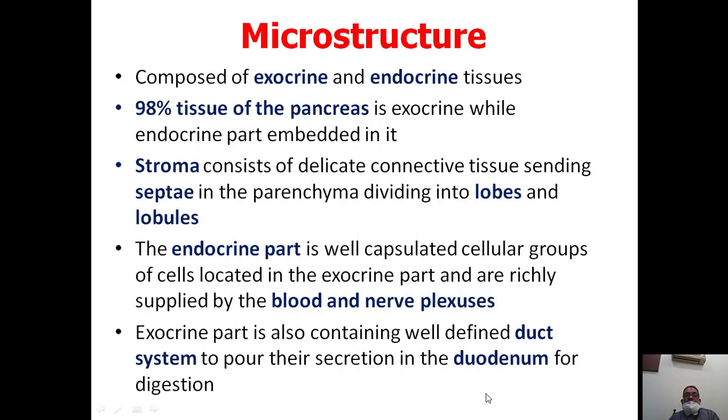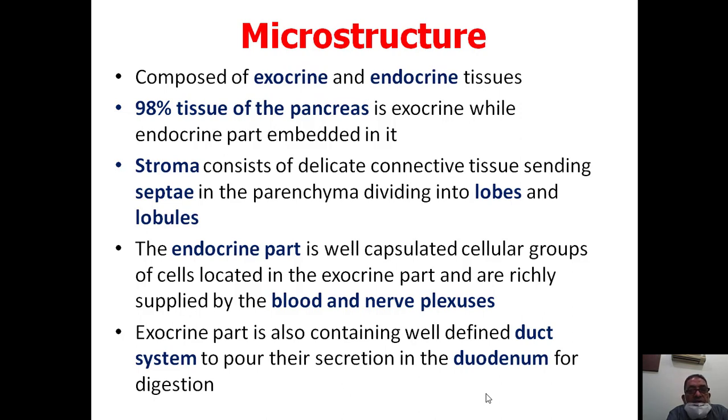The macroscopic structure of the pancreas is composed of exocrine and endocrine tissues. Because it is a mixed gland, both exocrine and endocrine, you should be very much aware of what you mean by exocrine and what you mean by endocrine. Endocrine secretion directly pours its secretion into the blood vessel, whereas in the exocrine portion, the secretion is poured first in the well-defined duct system into the hollow lumen or into the cavity.